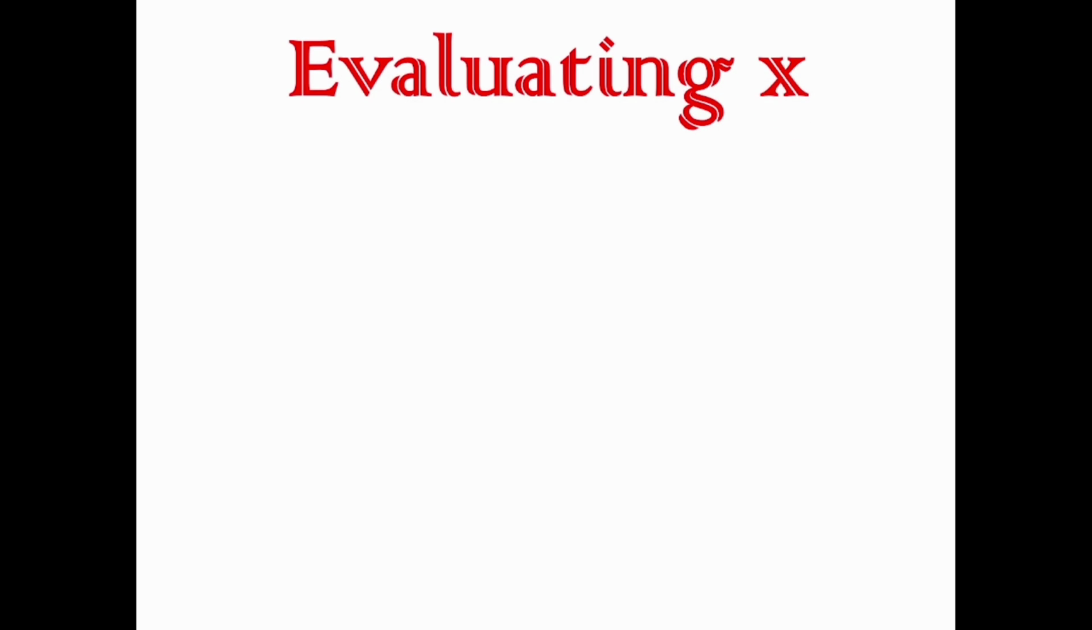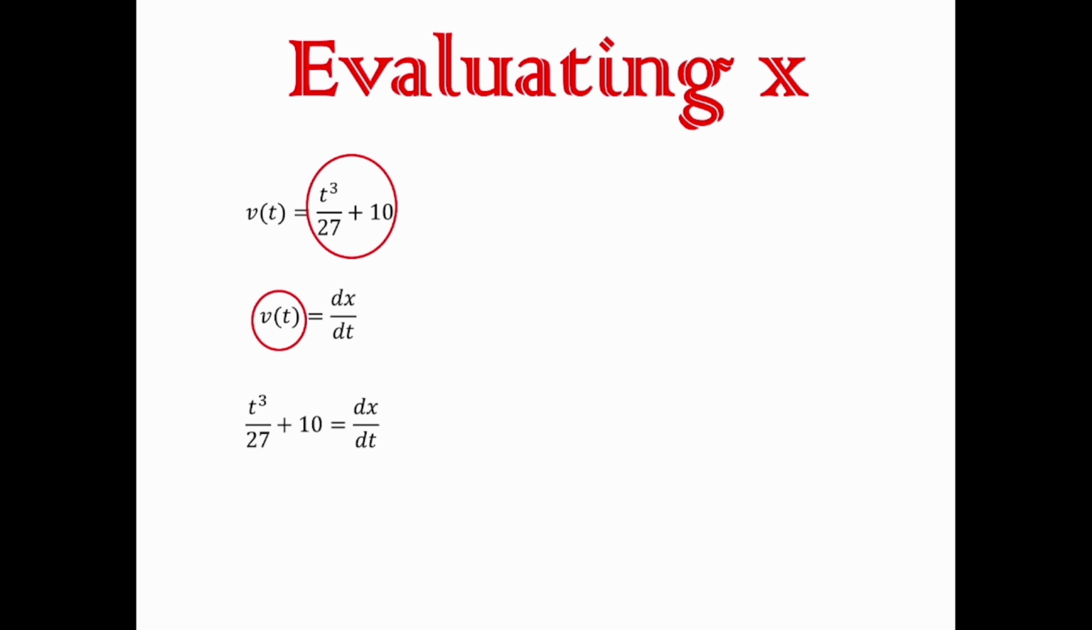So to evaluate for displacement first, we have our velocity given to us. We have the relation that relates velocity, displacement, and time, which is v is equal to ds/dt. So to solve this problem, we have to replace the value of velocity in the original equation that serves as our formula. If we do that, we have that t cubed over 27 plus 10 is equal to ds/dt. Of course, you can reverse that to mean ds/dt is equal to t cubed over 27 plus 10.